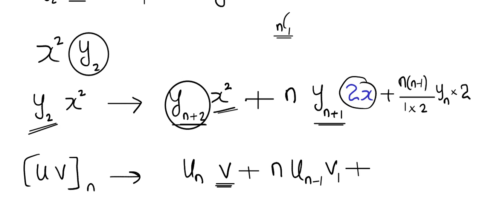Okay, that's it. The reason is, if you apply this once more, let's give it a try. Next will be n minus 1, n minus 2, by 1 into 2 into 3, y n minus 1, and the derivative will be 0. So this is how we apply Leibniz theorem.